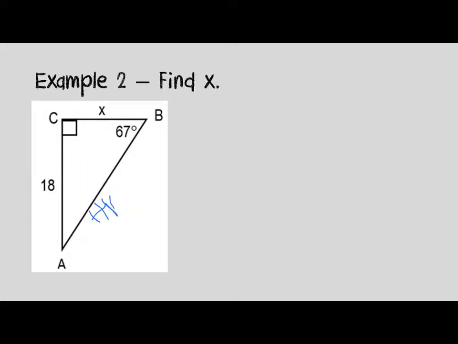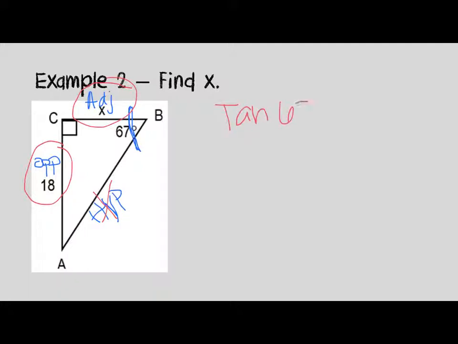On our next example, we're going to do the same steps. Our hypotenuse is right here. This is the angle we're working with. This would be our adjacent. This side would be our opposite. So if you look, your hypotenuse gives you no information. We've got the adjacent and we have the opposite. So we're working with tangent. So we know that the tangent of 67 degrees is equal to my opposite side, which is 18, over my adjacent side, which is x.